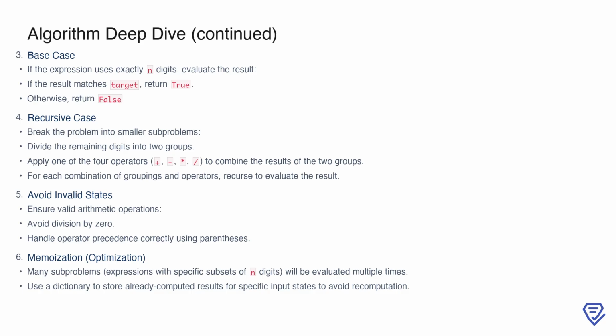The algorithm hinges on breaking the problem into manageable steps. First, we define a base case for the recursion. If an expression uses exactly n instances of the digit x, we directly evaluate it.